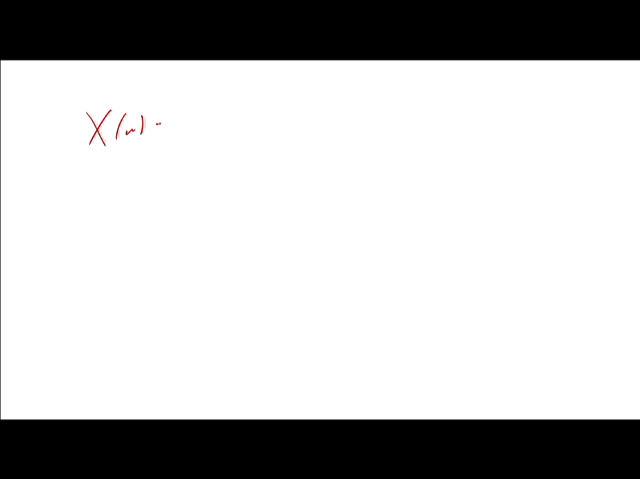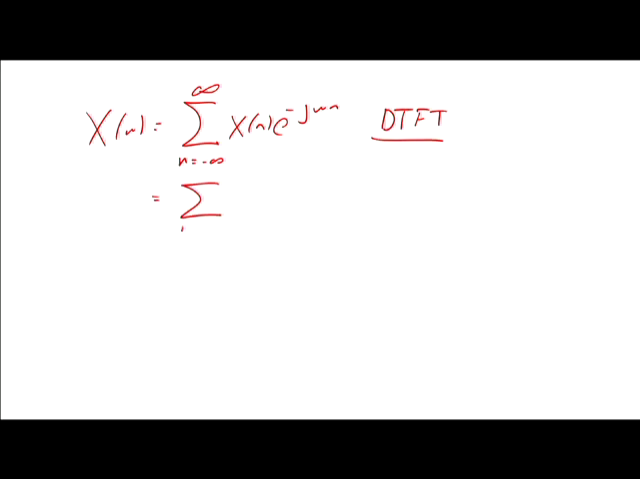X of omega equals the summation from n equals minus infinity to infinity of x of n e to the minus j omega n, right? So that's our discrete time Fourier transform. Okay, so now what we know is that that is going to be equal to a to the n u of n e to the minus j omega n. Okay, so far so good.